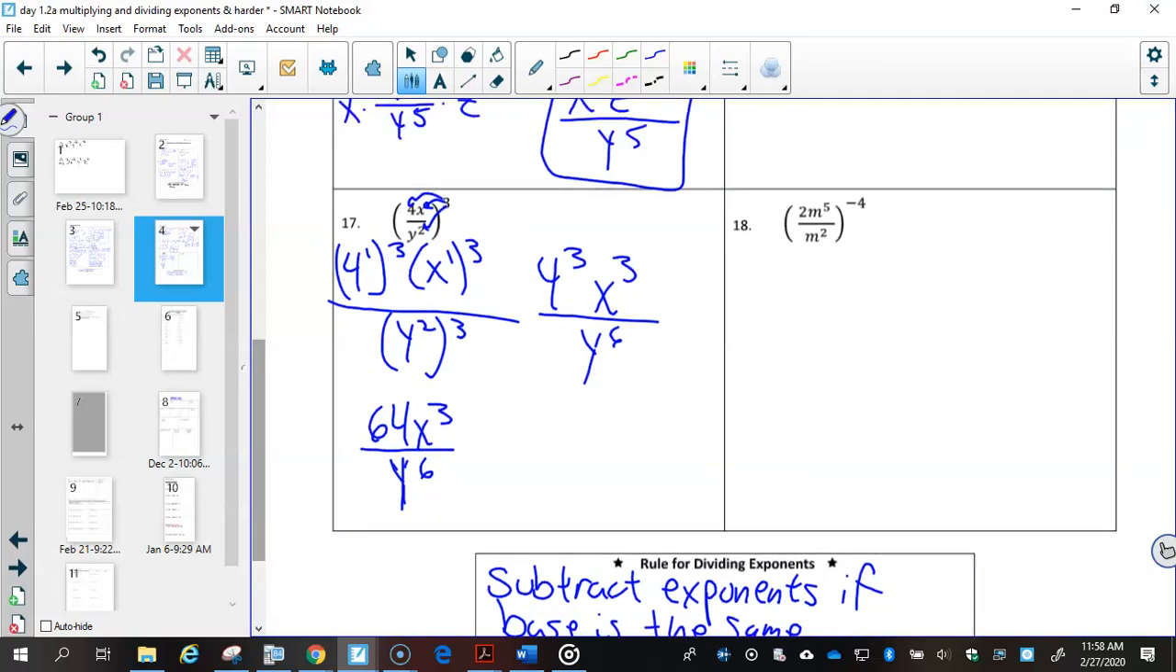And then we're going to do this last one. Now, before we do anything, do we have like bases? Yes. Simplify those first. Do that first. Here, we are dividing our like bases. What are we doing with our exponents? Subtracting. What will m's new exponent be? 3.